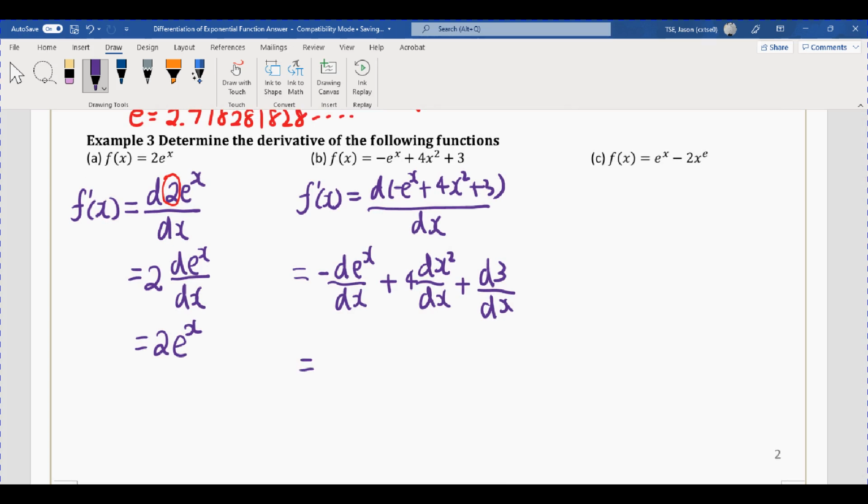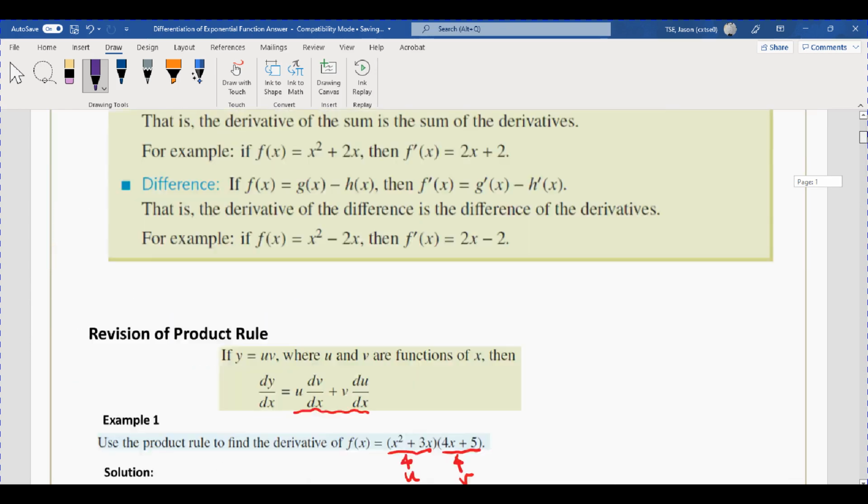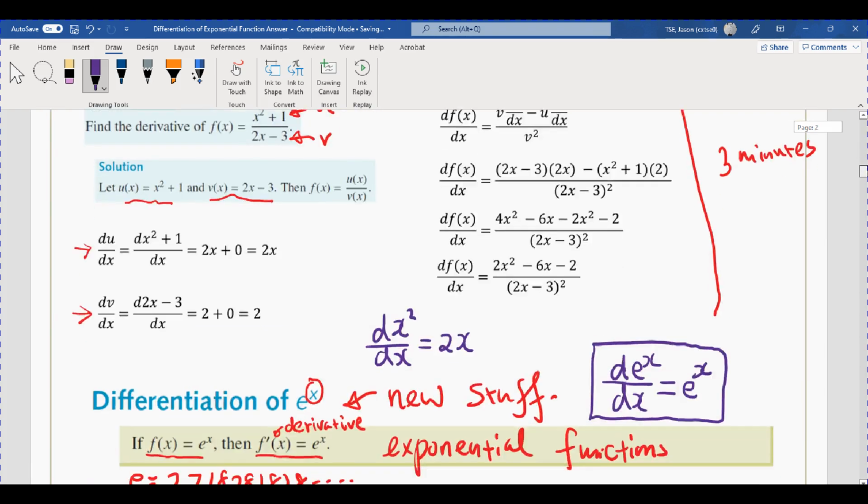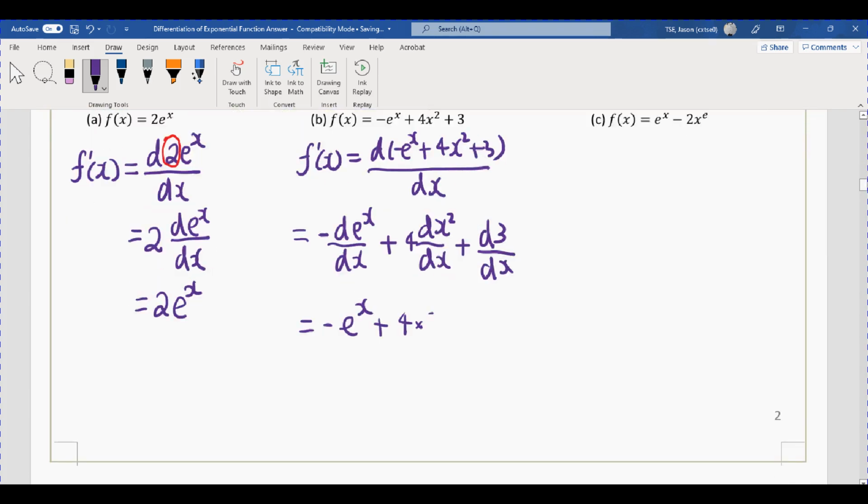For the first one, you see that again, d of e to the power x over dx, that means itself. How about the second one, d of x squared over dx? That's what we call the power rule. Let me remind you again, this is the rule. When you differentiate d of x to the power n over dx, then it's just n times x to the power n minus 1. That means you just put that 2 to the front and 2 minus 1.